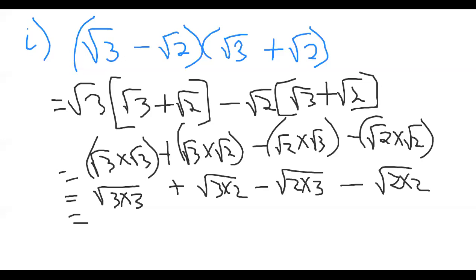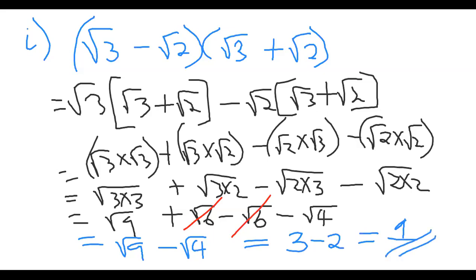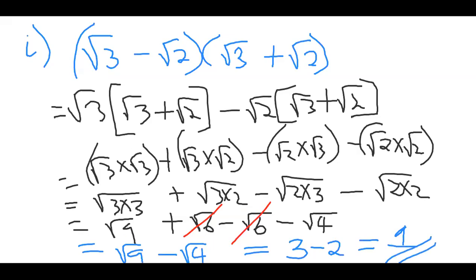So this is the same as root of 9 plus root of 6 minus root of 6, and then minus root of 4. From here you can see that this 6 cancels out with this 6, and we shall have root of 9 minus root of 4, which equals 3 minus root of 4, which is 2, and our final answer will be equal to 1. That is our answer. So where did you go wrong?